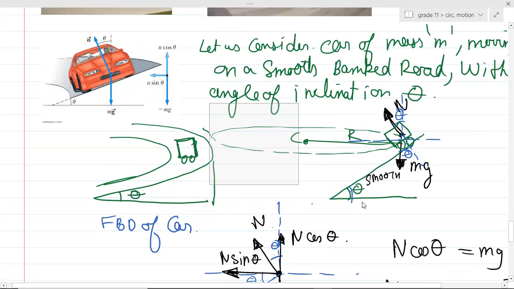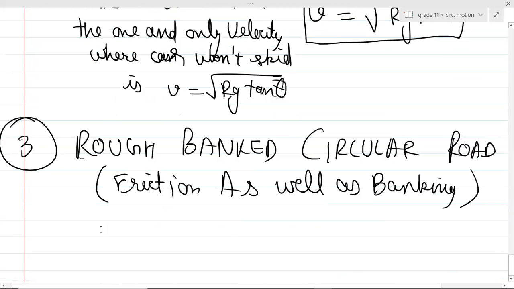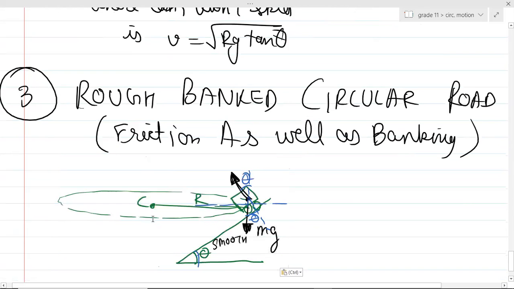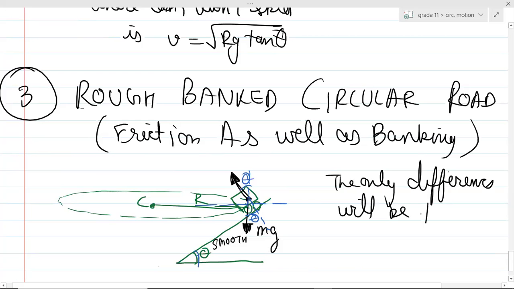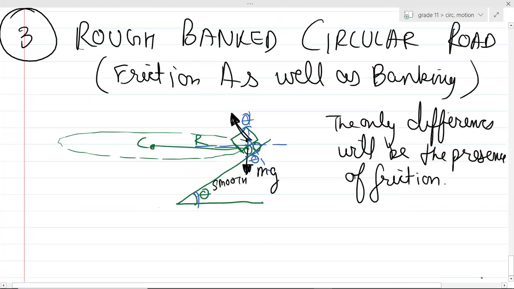The only difference will be the presence of friction. Okay. So basically now there can be two different cases. Can you see this car can skid up the incline and this car can skid down the incline, right?